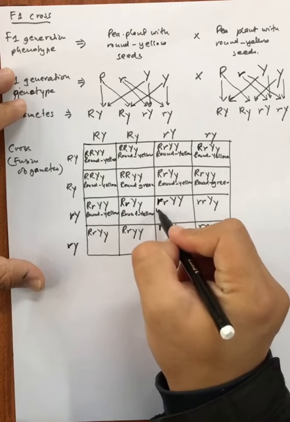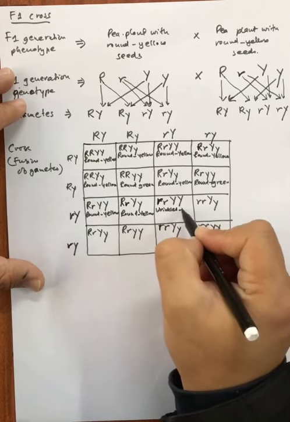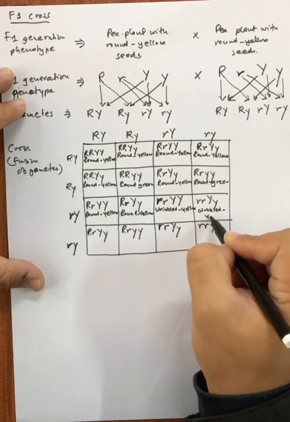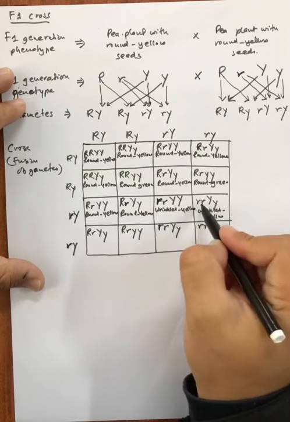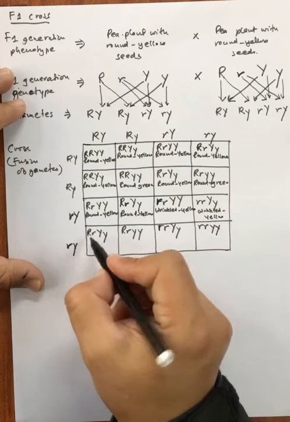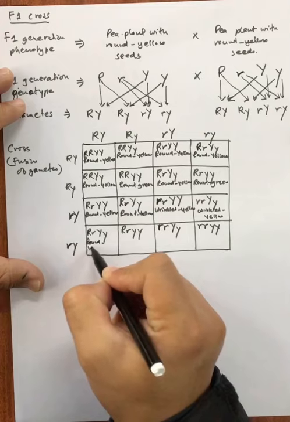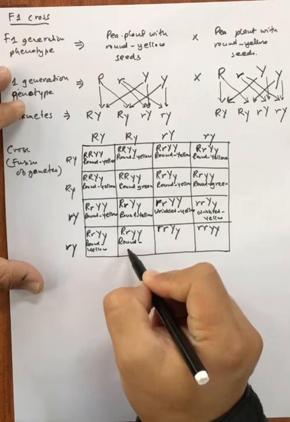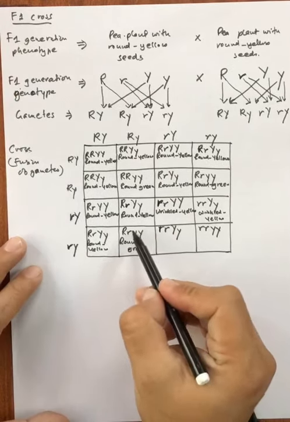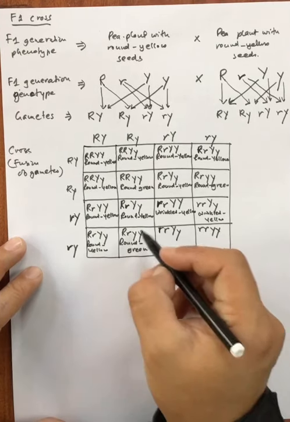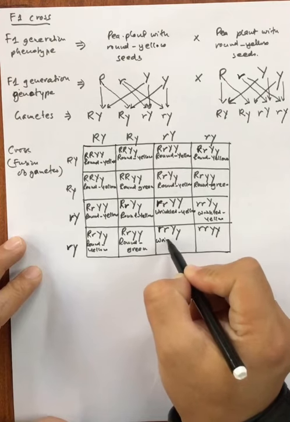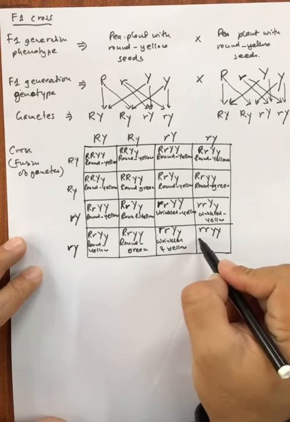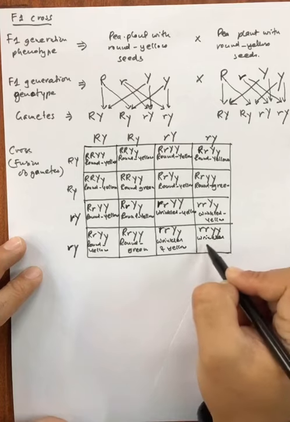Wrinkled and yellow. Wrinkled and yellow, recessive, recessive. Round and yellow. The genotype and phenotype: round and green, recessive for color, wrinkled and yellow, and wrinkled and green.